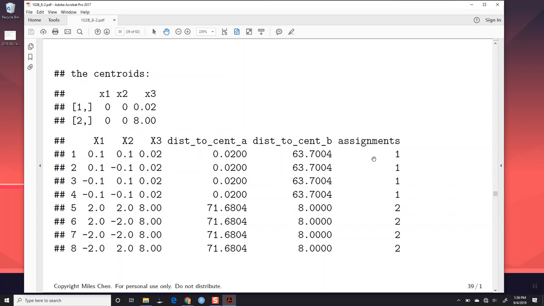And so we see that none of the assignments change. We still remain first 4 in cluster A and the second 4 in cluster B. So no assignments have changed, therefore it has converged and we are done.